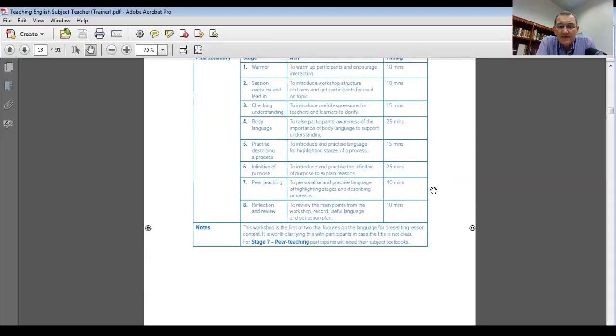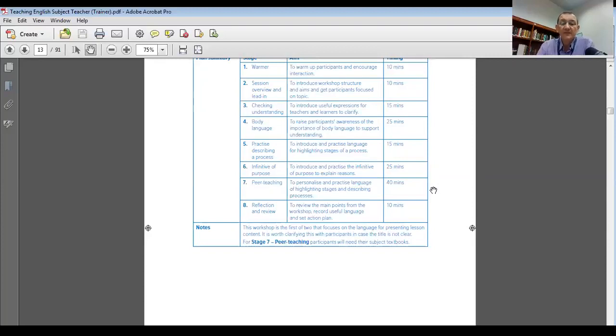Step 7, peer teaching. So this is a long stage, it's 40 minutes, and you're going to ask the teachers, the participants, to prepare and practice micro teaching a process. And that can be anything, either something that they teach or something from general life. Could be just making a cup of tea. Describe the process. So this is where you're bringing the language together. They should be using the language which you have introduced in this session.